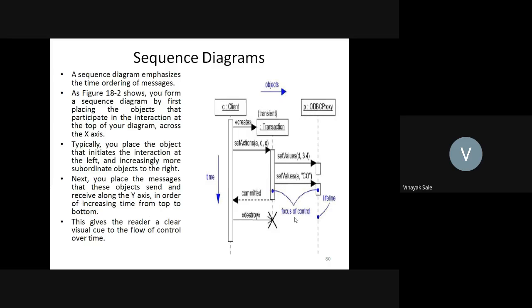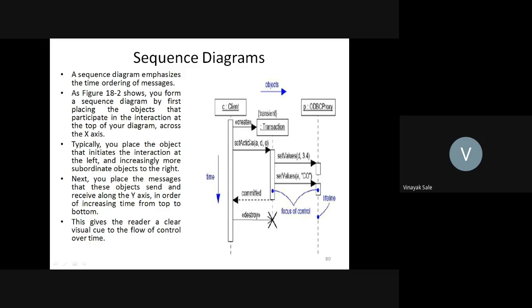See in the figure of the sequence diagram, there are three objects: client, transaction, and ODBC proxy. First, you place the objects that participate in the interaction at the top of the diagram along the x-axis. These objects are along the x-axis: client, transaction, and ODBC proxy. You place the object that initiates the interaction at the left. So the initial object at the left starts to communicate, with increasingly more subordinate objects to the right. This is the most important object towards the left side, whereas the subordinate objects are towards its right.